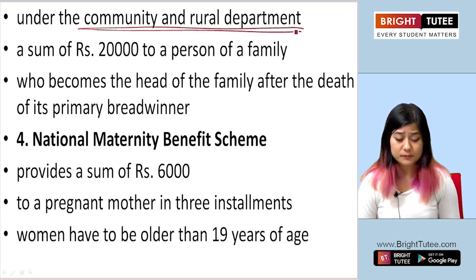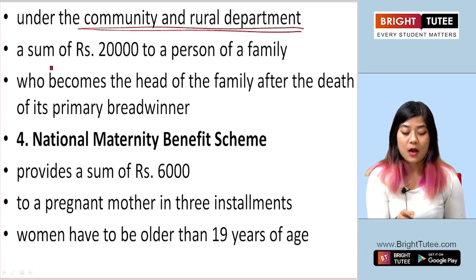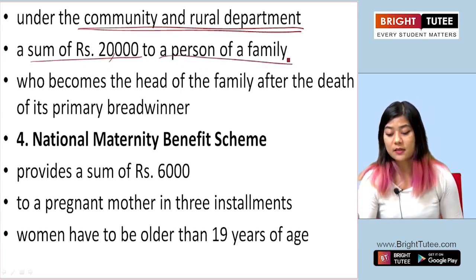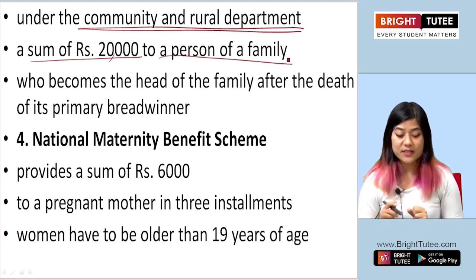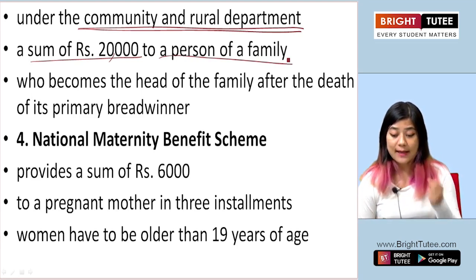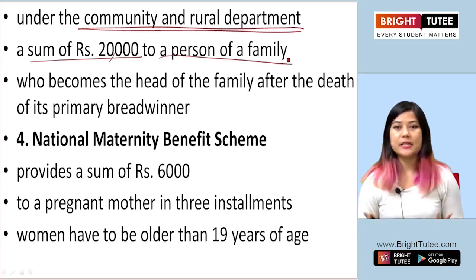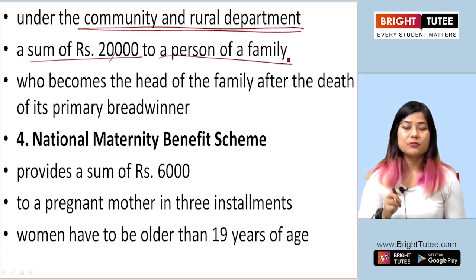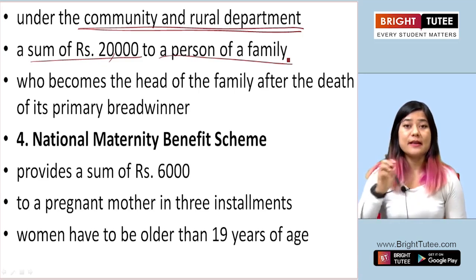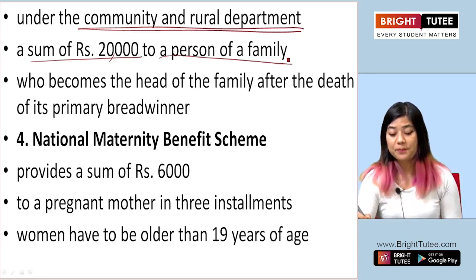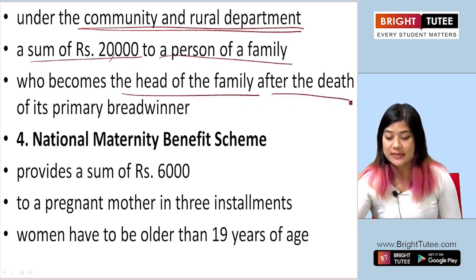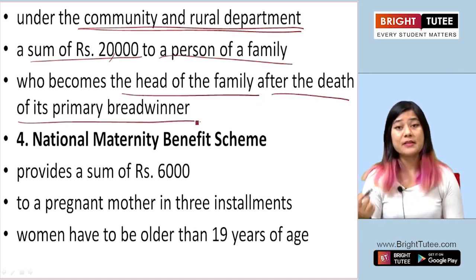All right. According to this scheme, a sum of rupees 20,000 was given to a person of a family. So each family would be provided a sum of rupees 20,000. Okay, and that person is not just any person. That 20,000 would not go to just any person in that family, but to the person who would become the head of the family right after the death of its primary breadwinner.